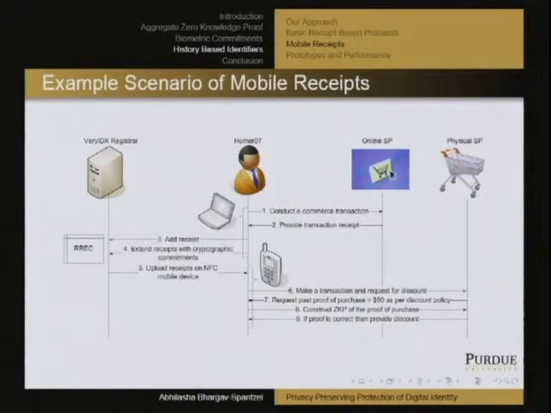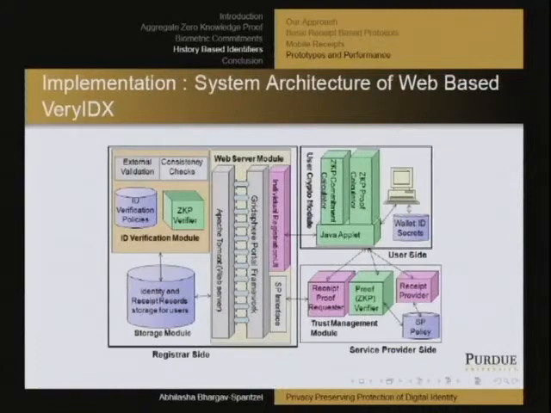So to do that proof, we find a way to construct the proof on the phone and provide it to the service provider. And if this proof can be verified correctly, then he gets a discount. So the case is as simple as that.